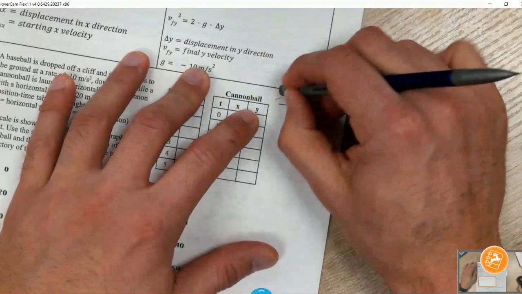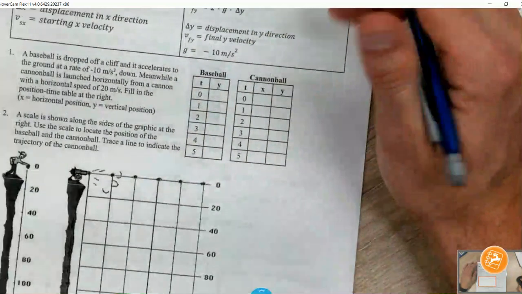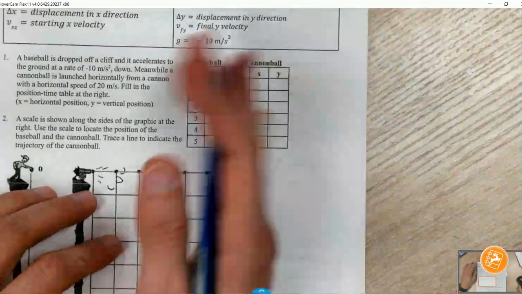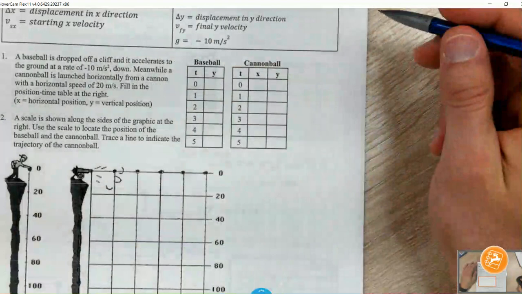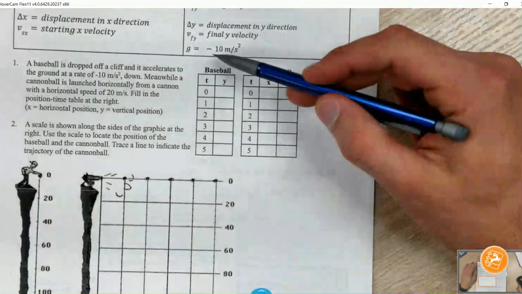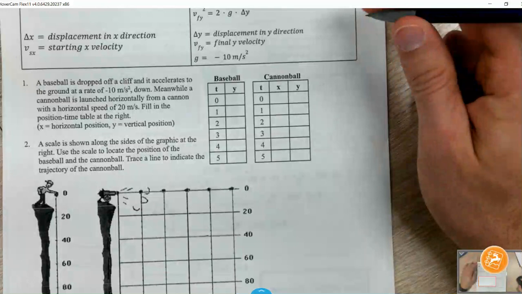Now, when that happens, we have no forces in the x direction. We're neglecting all forms of air resistance, so nothing is going to cause it to speed up or slow down in the x direction. In the y direction, we have gravity. We're going to use negative 10 meters per second squared for this.